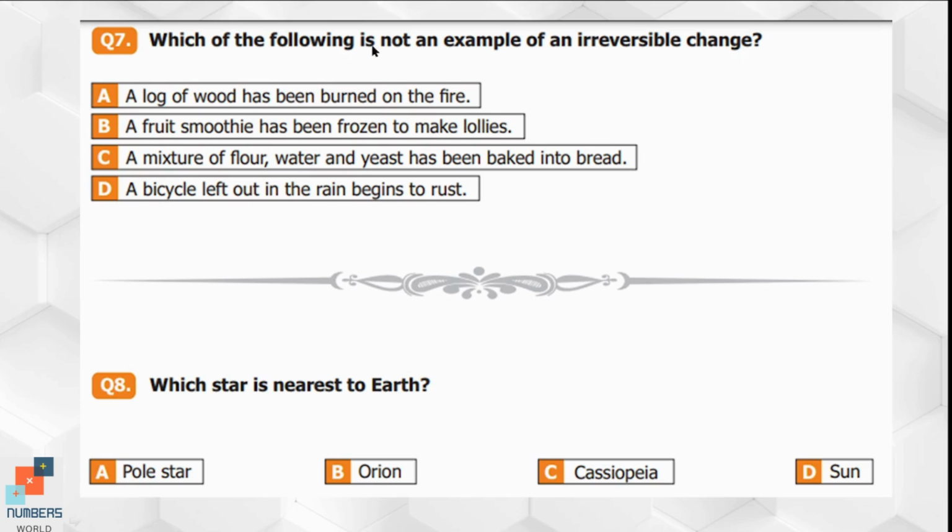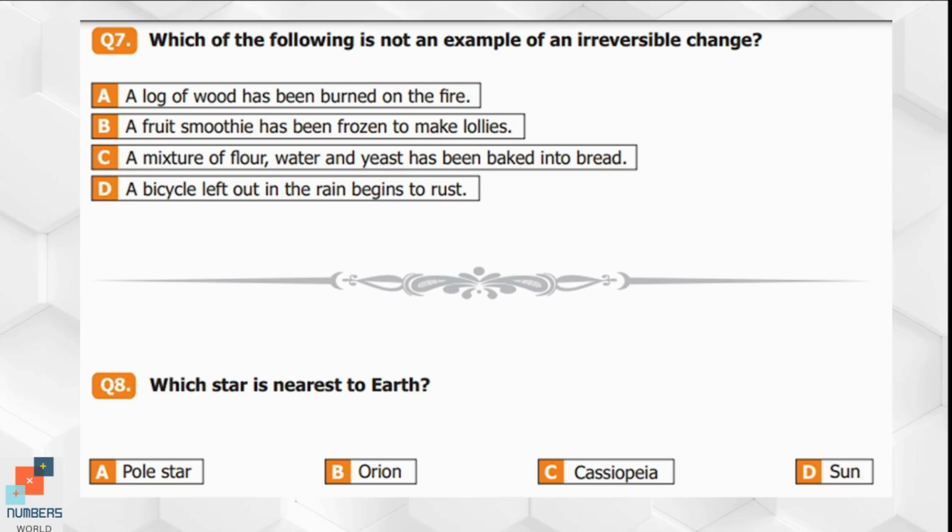Question number 7. Which of the following is not an example of an irreversible change? Option A, a log of wood has been burned on the fire. Option B, a fruit smoothie has been frozen to make lollies. Option C, a mixture of flour, water, and yeast has been baked into bread. Option D, a bicycle left out in the rain begins to rust.